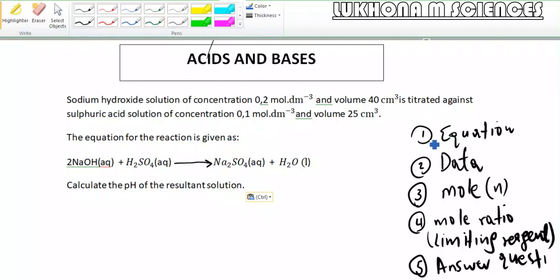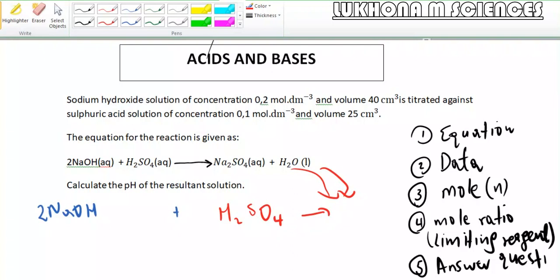The first thing we said, you must write down the balanced chemical equation. Let me just copy this one as it is. So 2 sodium hydroxide solution reacts with sulfuric acid, H2SO4. Then we get the products.